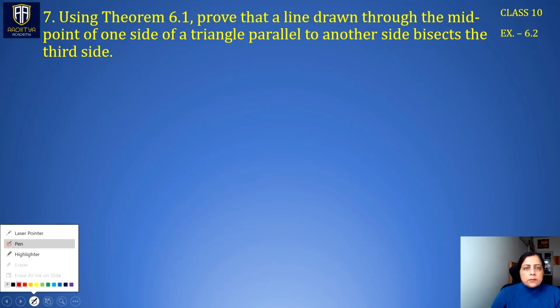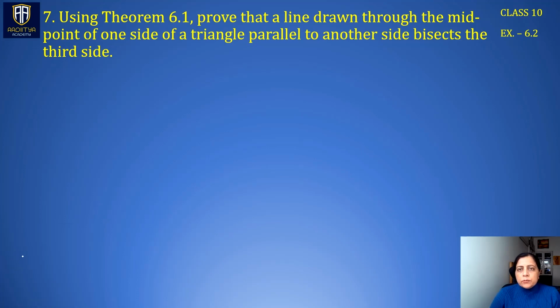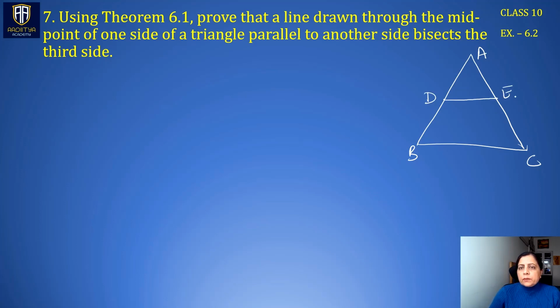Next question is, now using theorem 6.1, 6.1 is BPT, right? Prove that a line drawn through the midpoint of one side of a triangle parallel to another side bisects the third side, right?